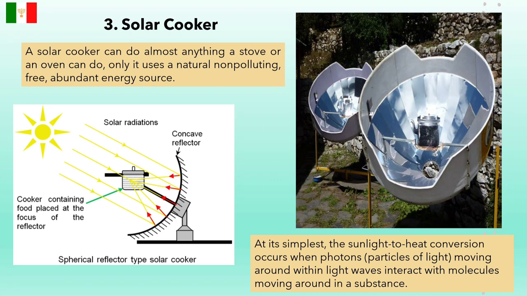At its simplest, the sunlight to heat conversion occurs when photons, or the particles of light moving around within the light waves, interact with molecules moving around in a substance. The electromagnetic rays emitted by the sun have a lot of energy in them. When they strike matter, whether solid or liquid, all of this energy causes the molecules in that matter to vibrate. They get excited and start jumping around. And this activity generates heat. Solar cookers use a couple of different methods to harness this heat.